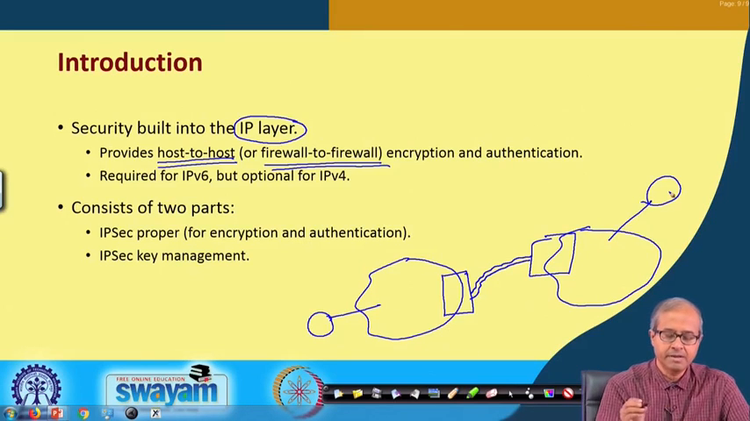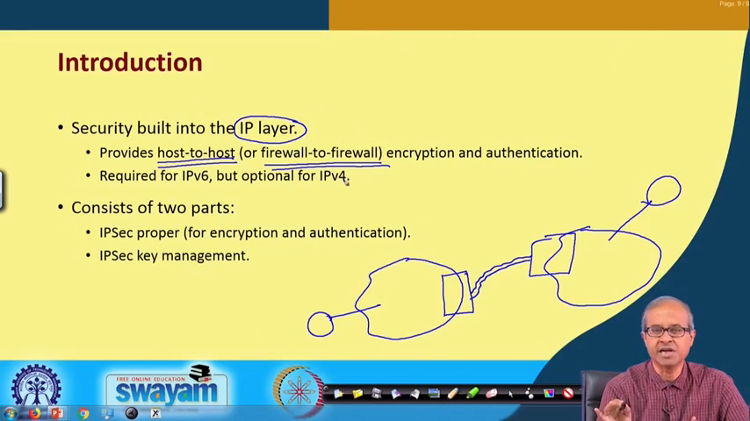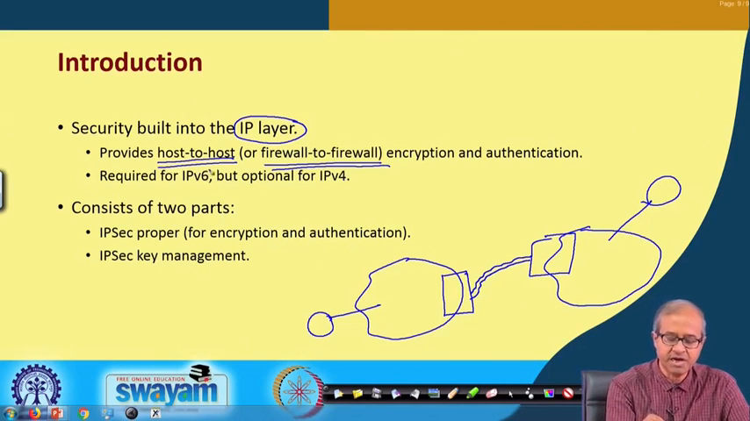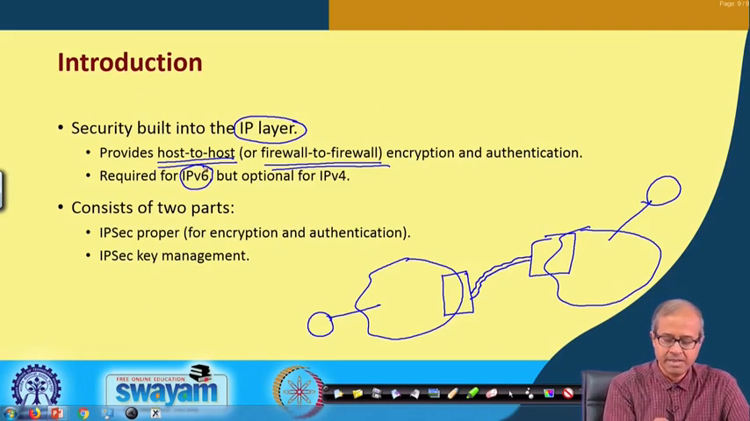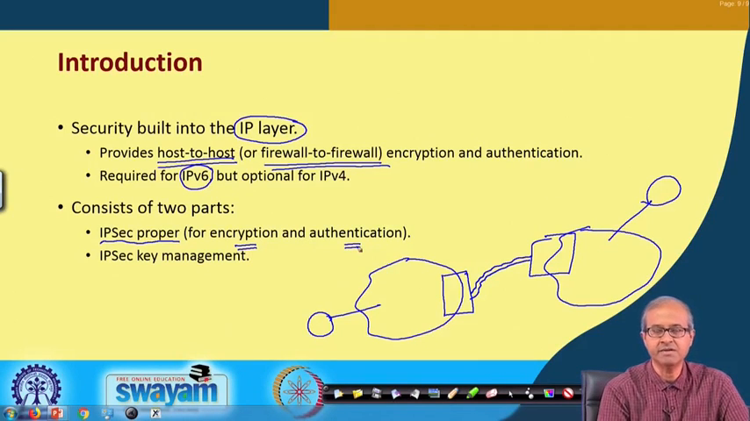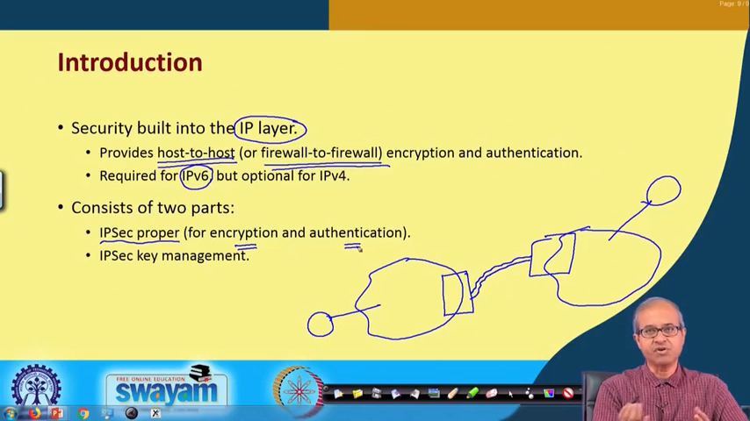Now, these security features are normally not used in IPv4, where they are optional, but if you are using IP version 6, then you must have this feature incorporated, because it will be used. There are two parts in the IPsec protocol. One is IPsec, the basic part, which is responsible for encryption and authentication. The methods for encryption and authentication we have already discussed. All those protocols, algorithms and mechanisms are incorporated in this protocol. This is a higher level application.